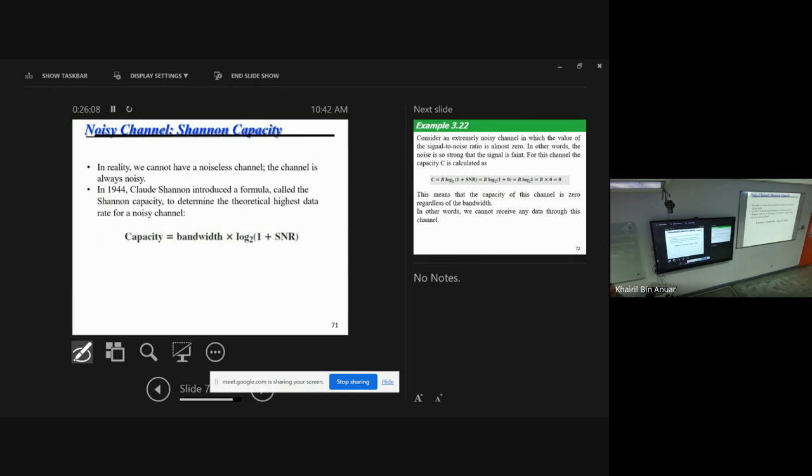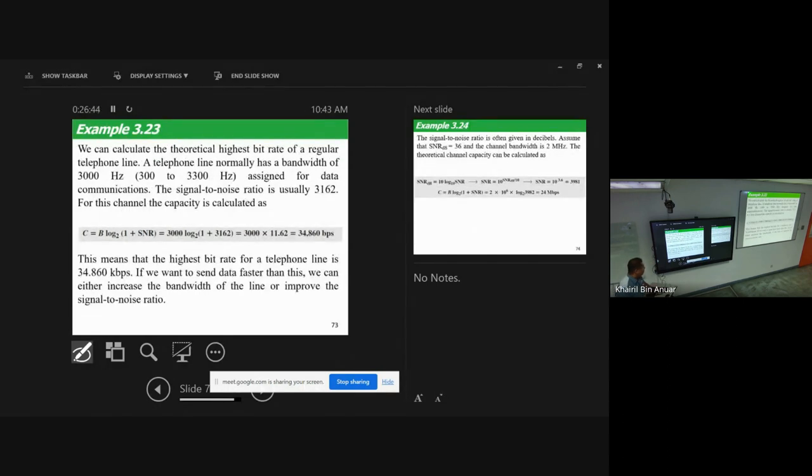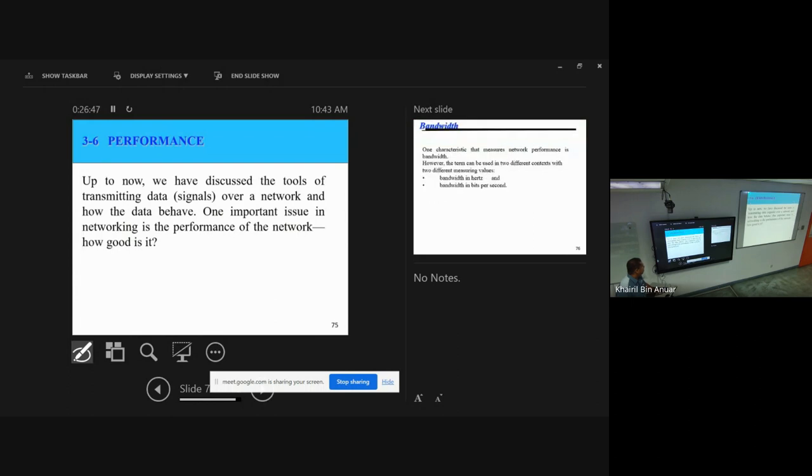And this is for a noiseless channel. So this is for a noisy channel. You have your capacity equal to bandwidth times log of 1 plus the signal to noise ratio. So this will be the equation for the Shannon capacity calculation. If it's given to you that the signal to noise ratio is 0, you can calculate that the capacity equals 0, since the signal to noise is almost 0. And this is another example, and so forth.